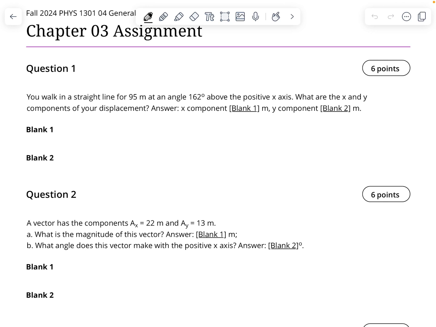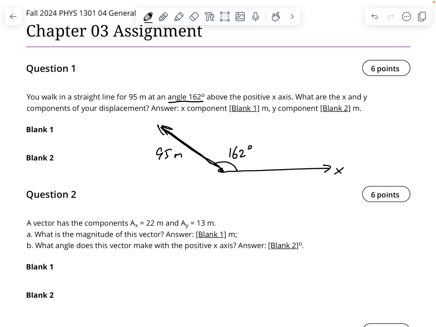So the vector here is at 162 degrees from the x-axis. So this angle is 162 degrees, and this is the vector of 95 meters, from here to there. You are asked for the x and y displacement.